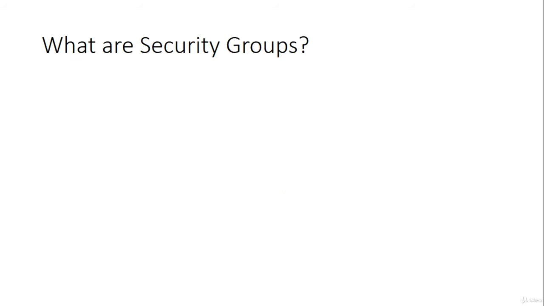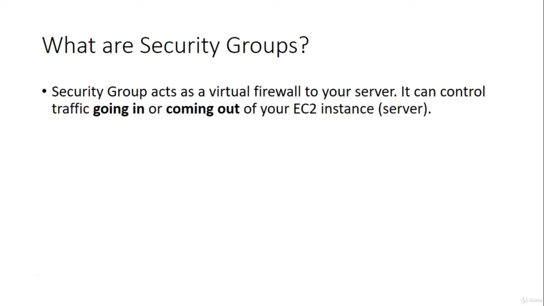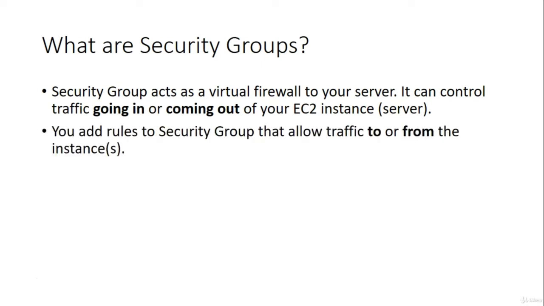What are security groups? By this time I think you have already figured out what security groups are, but still, for the sake of definitions, a security group is a virtual firewall for your server. It can control traffic going in or traffic coming out of your EC2 instance. You add rules to the security group that allow traffic to or from the instance or instances.